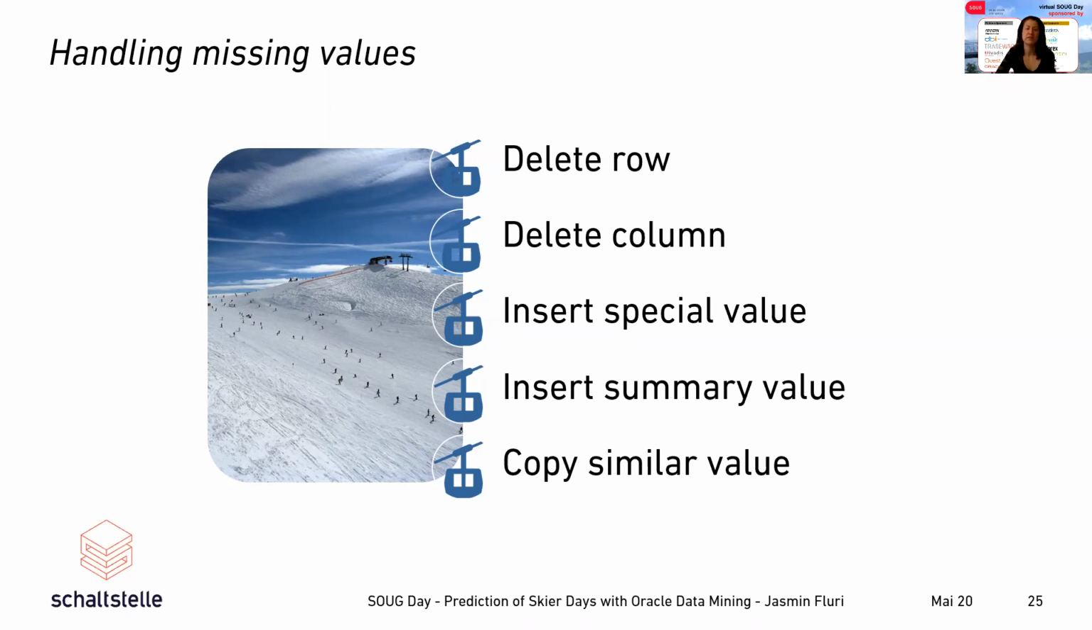For missing data, it's also possible to insert a special value like not available and later ignore those values in the analysis. It's also possible to insert a summary value like the mean or the median for missing values, or for categorical values inserting the mode. The 5th possibility is to copy the value from the data object that is most similar in terms of all other attributes and insert this value into the missing value. This is the most often used way of handling missing values.